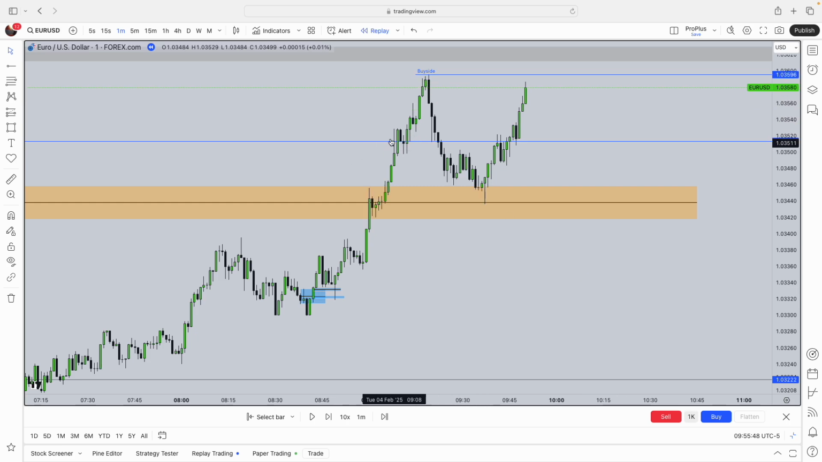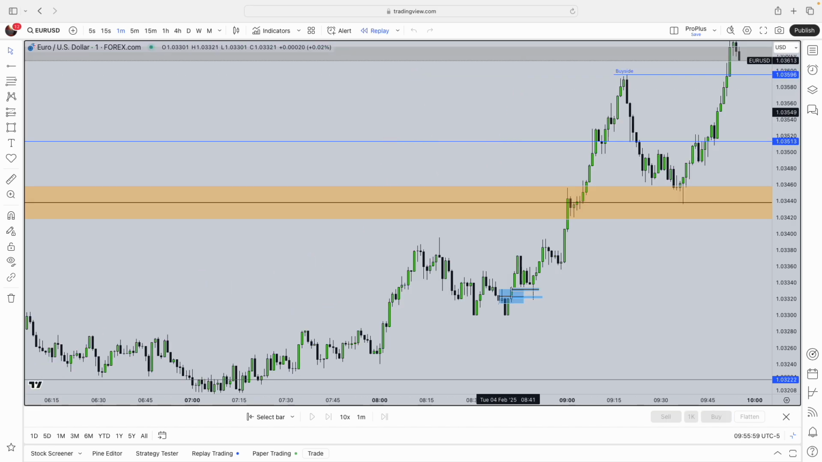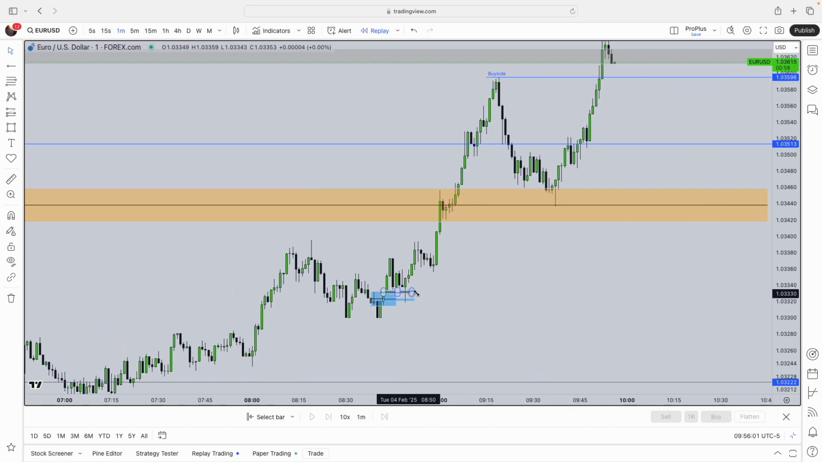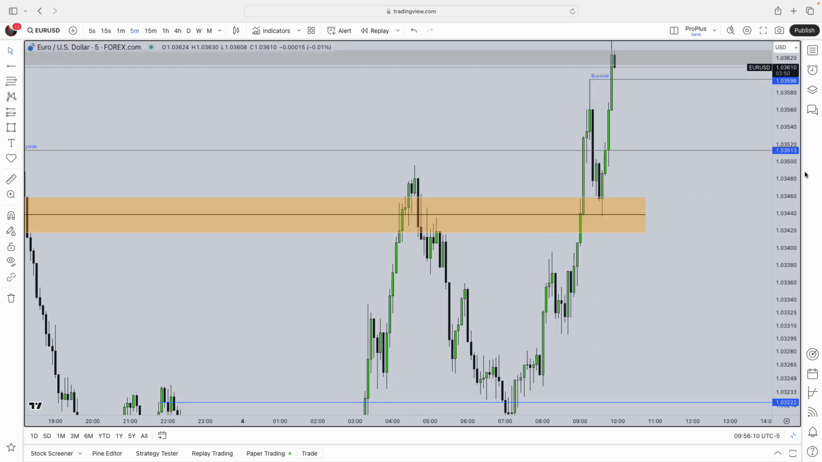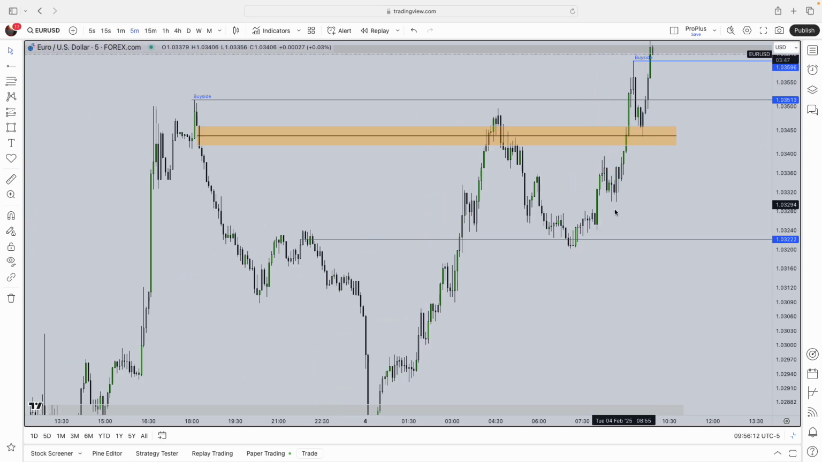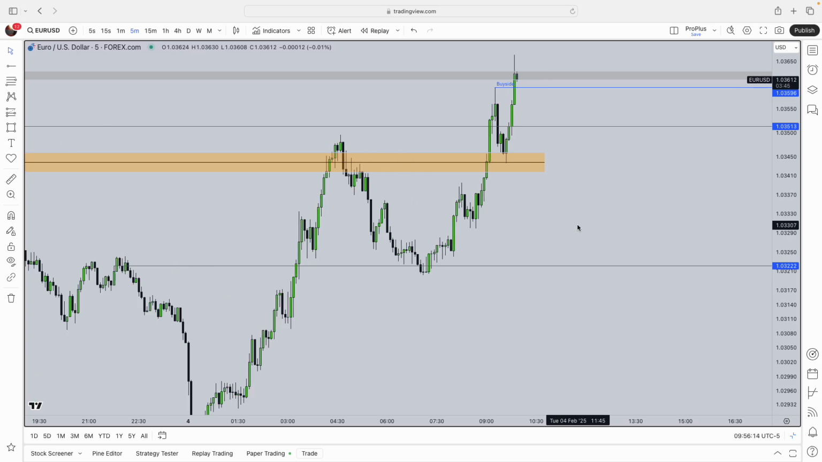So could have taken partials here. Okay, move stops to break even. You've seen it run lower. Another entry there. Of course, draw liquidity there, and then bang. So entries should be second. Knowing the draw liquidity should be first. And yeah, I'm sure you guys can find multiple setups in this run here.